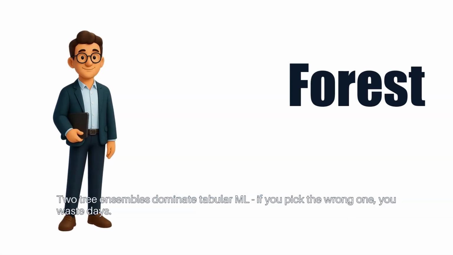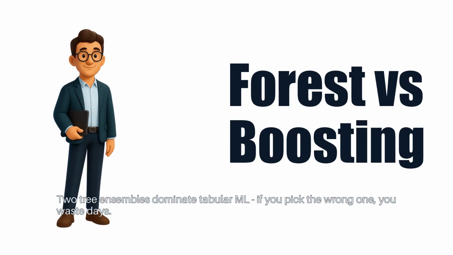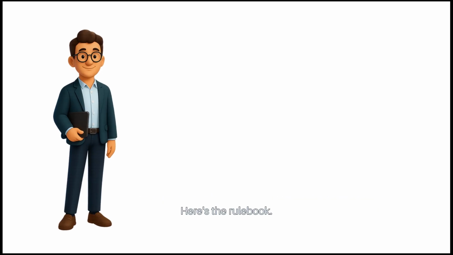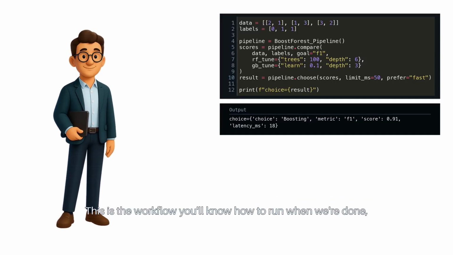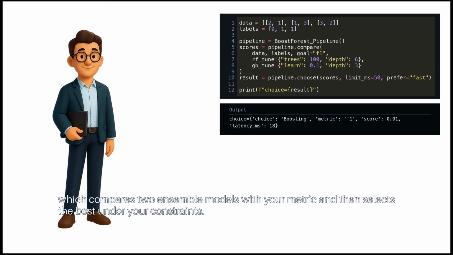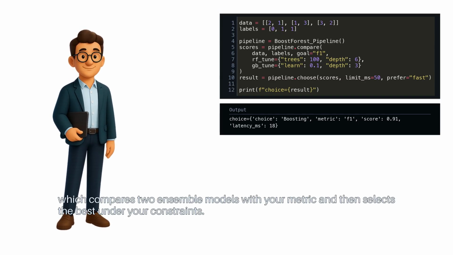Two tree ensembles dominate tabular ML. If you pick the wrong one, you waste days. Here's the rulebook. This is the workflow you'll know how to run when we're done, which compares two ensemble models with your metric, and then selects the best under your constraints.